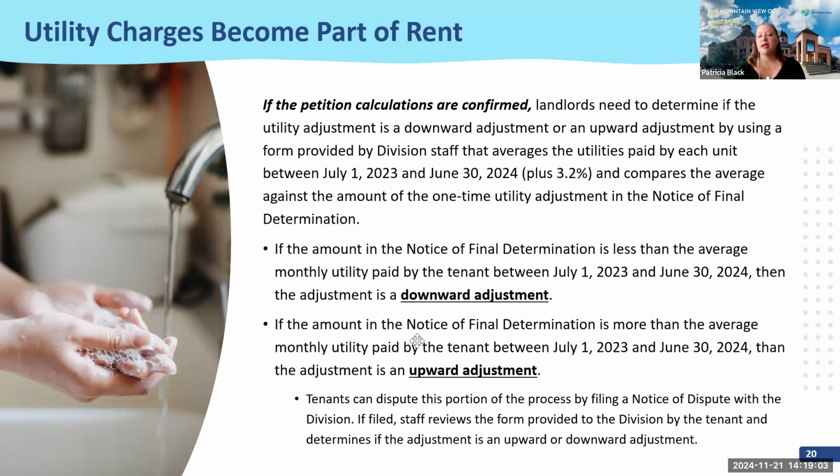And you as a tenant, or the tenants, can dispute this portion of the process by filing a notice of dispute with the division. And if filed, we'll review the form provided to the division by the tenant and then determine if the adjustment is an upward or downward adjustment.